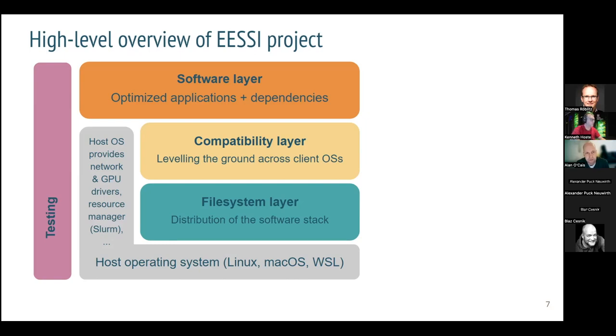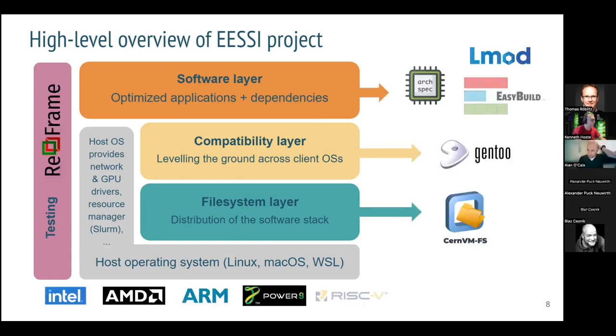And then on top of those, we have the software layer. The software layer is where we have all the optimized applications and all the dependencies for all the applications that people might want to use. And then we have testing on the left-hand side here. We have testing across the range of the 3 layers, to make sure that everything is working correctly. This is all facilitated by lots of open source software.